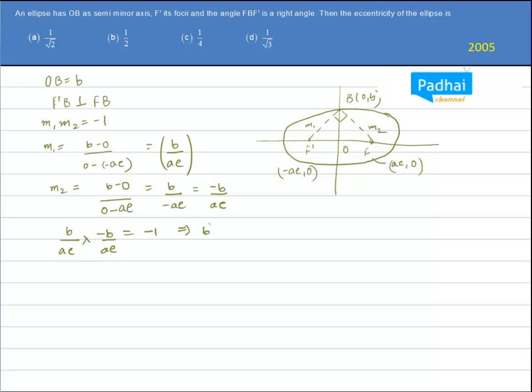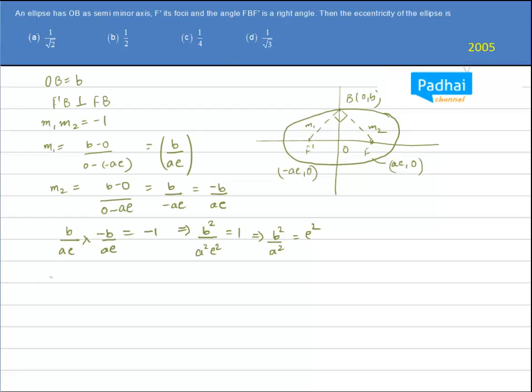So that implies B square by A square E square is equal to 1. Okay, or I can say B square by A square is equal to E square. Okay, that is true. Up till this point what I have found is correct. But now how do I get the value of E? Because the answer shows that all the options are numerical, so I have to find a numerical value.